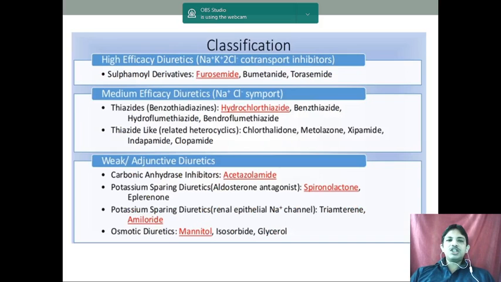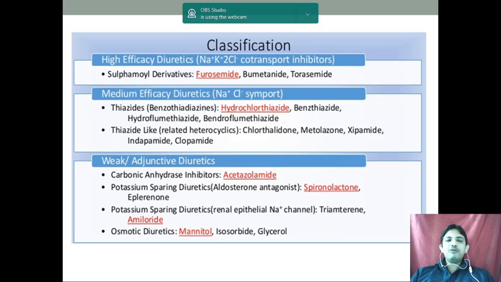Now if we come to the classification of diuretics, we are majorly categorizing them into three classes. High efficacy diuretics, that means sodium, potassium and chloride co-transport inhibitors. Also called loop diuretics, and the most important drug is furosemide. Next is medium efficacy diuretics, sodium and chloride symport inhibitors, like thiazides, hydrochlorothiazide, and thiazide-like chlorthalidone. Next are weak and adjuvant diuretics. Here we have carbonic anhydrase inhibitors like acetazolamide, potassium sparing diuretics, also known as aldosterone antagonists, that is the spironolactone type of drug, potassium sparing diuretics like amiloride, and osmotic diuretics, mannitol. So these are the different types of drugs used as diuretics.